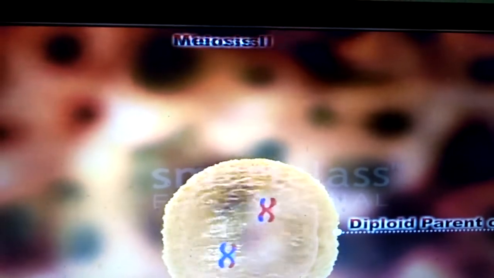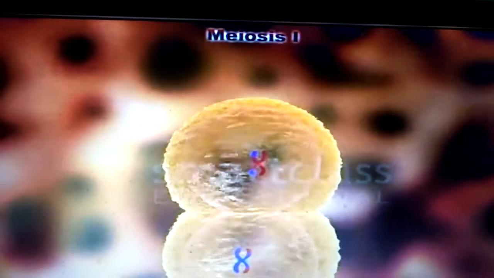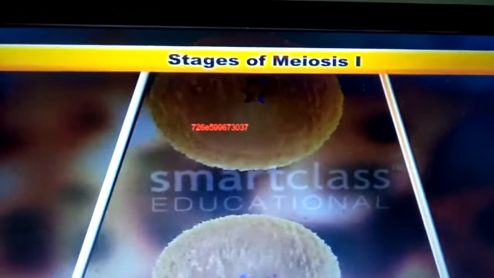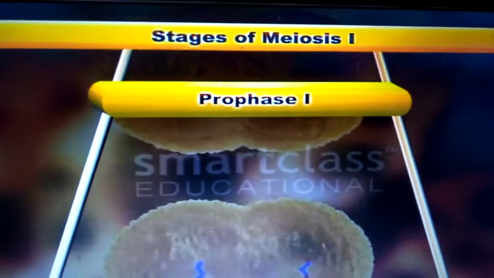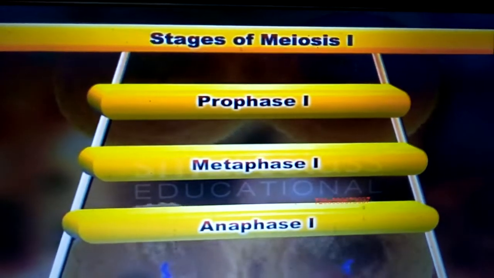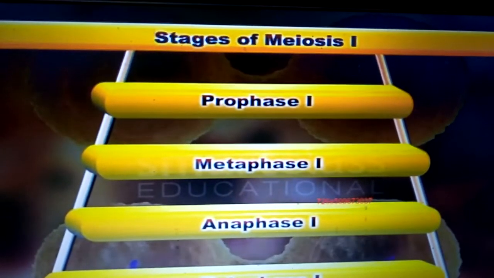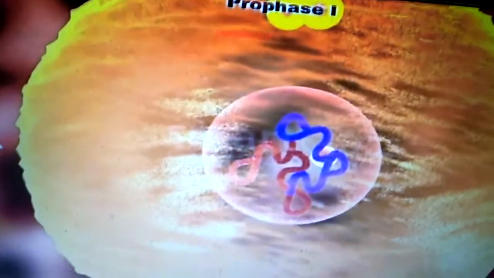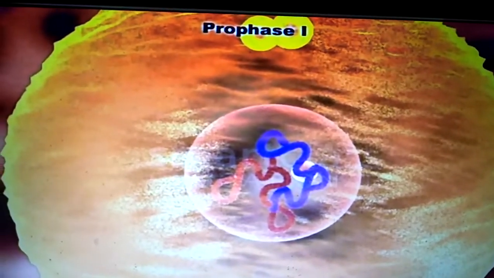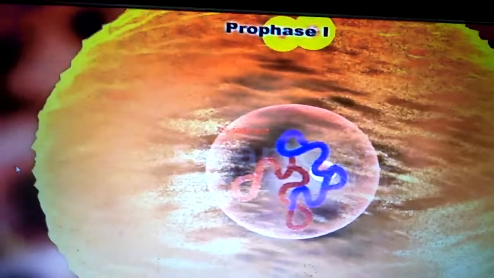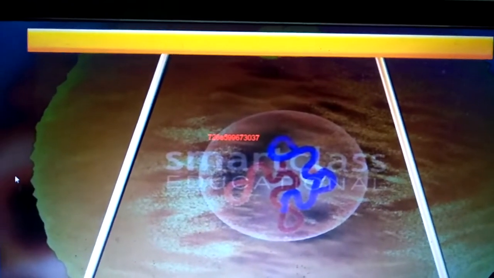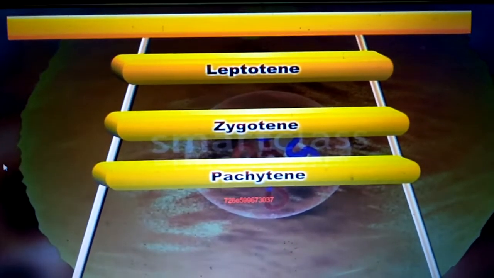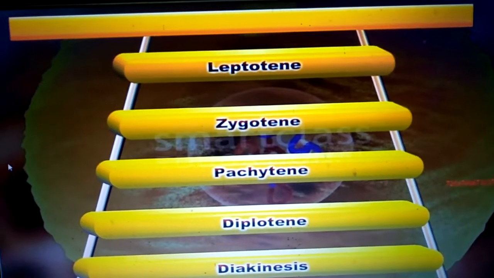Meiosis 1 is the reductional division in which the chromosome number gets halved and distributed between two daughter cells. Meiosis 1 includes four stages: prophase 1, metaphase 1, anaphase 1, and telophase 1. Prophase 1 is the first stage of meiotic division 1. It is a very long phase and can take up to 90% of the total time required for meiosis. Prophase 1 can be further divided into 5 stages. These are leptotene, zygotene, pachytene, diplotene, and diakinesis.